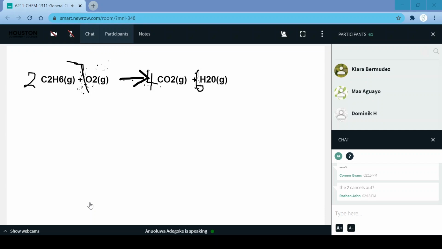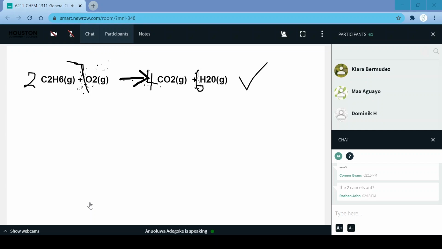Now let's go to the oxygen. 7 times 2 is 14 oxygen. Let's count here. 4 times 2 is 8 oxygen plus 6 is 14 oxygens. So this is balanced. It is balanced. So that's how we balance chemical equations.